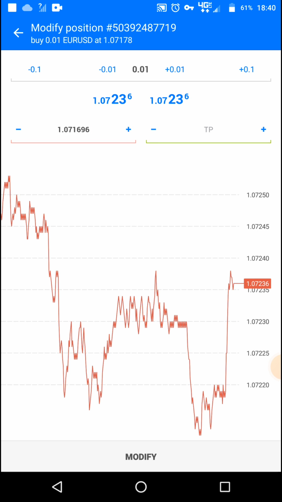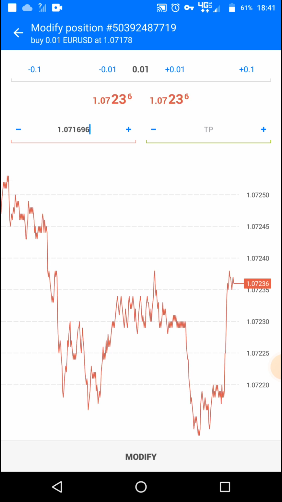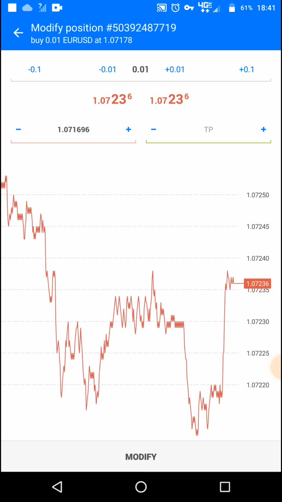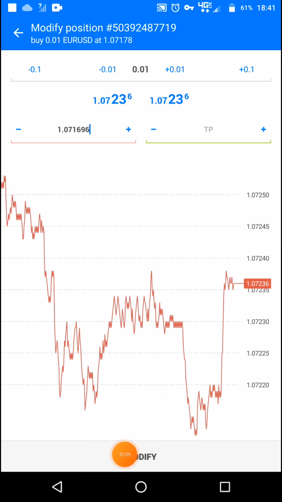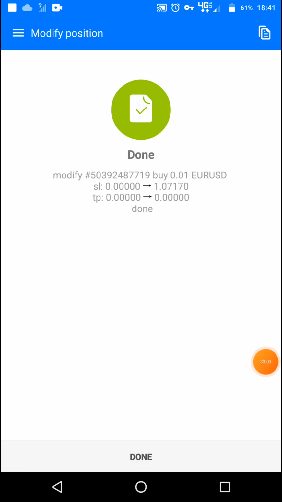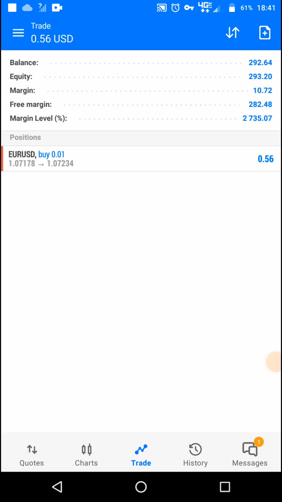So around this price, when the market reaches there, it means you are making losses, and it will stop your trade. The next thing is to click modify, then it will be placed. Now we've set our stop loss. When you click on it, you see that our SL is here, 1.07170. So that's how we set the stop loss.